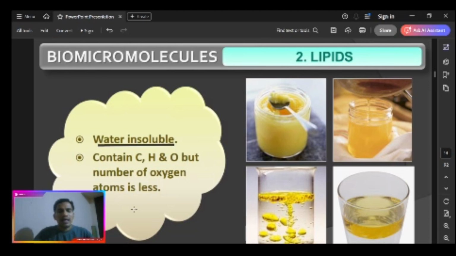And these lipids contain carbon, hydrogen, oxygen. But here the number of oxygen atoms is less. It has mostly carbon and hydrogen, and oxygen will be there, but in less quantity, right? In this slide, these lipids are water insoluble. They contain carbon, hydrogen, oxygen, right?